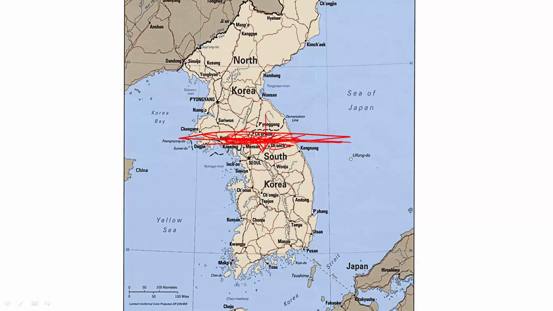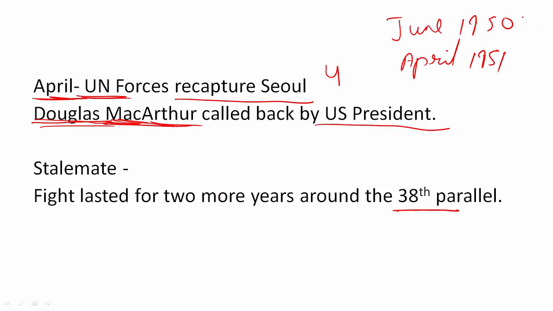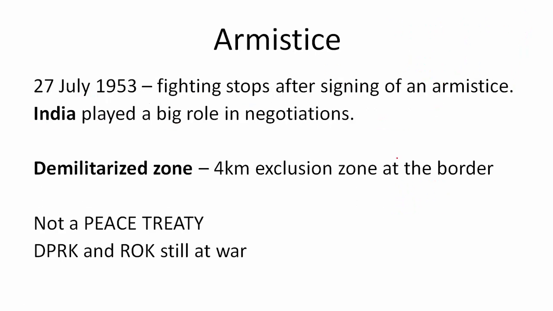Neither the Chinese had the resources to push back down south. Neither the South Army nor the US Army had the courage to go up again. They did not want to go up actually, because they had lost a lot of soldiers in that campaign towards the north. So this stalemate continued for 2 years around the 38th parallel. So basically most of the fighting was done by April and May. So you can say that from June 1950 till April or May of 1951, most of the fighting was done in this 1 year. After that, for 2 years, it was almost a stalemate around the 38th parallel.